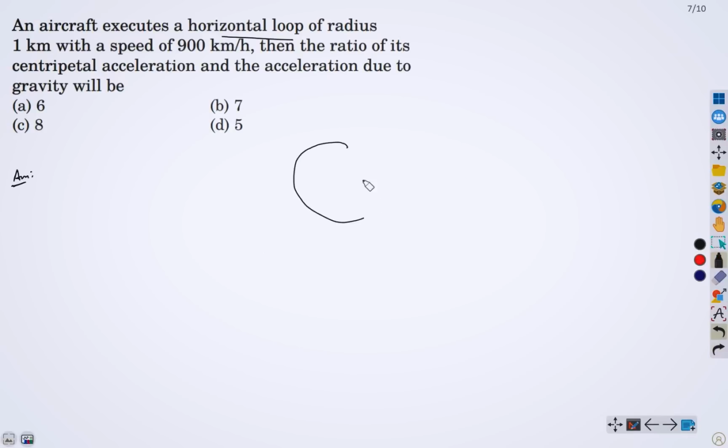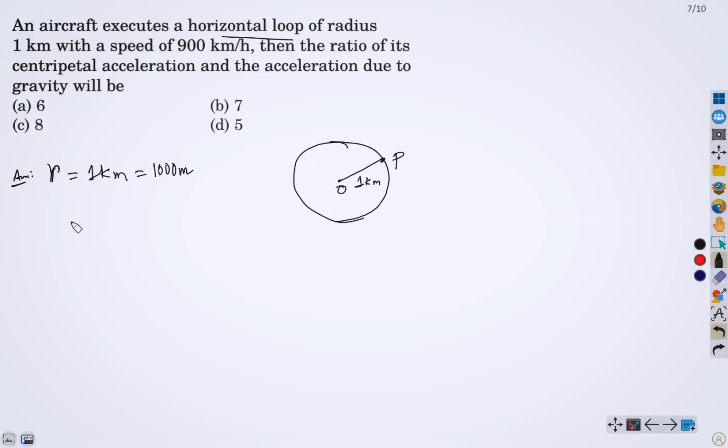So let's draw this circle and let's assume P is our aircraft and the radius is given as 1 kilometer. Okay, so let's say O is the center. So the radius, say small r, is 1 kilometer. This gives 1000 meter. I am converting this into meter because we need the SI system, everything should be converted into the SI system.